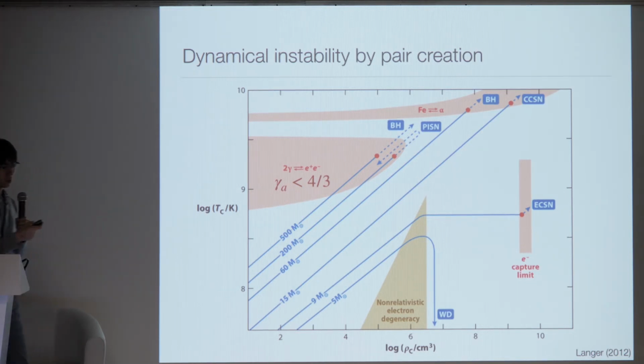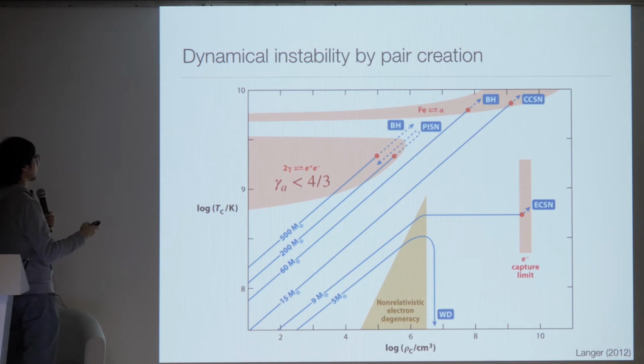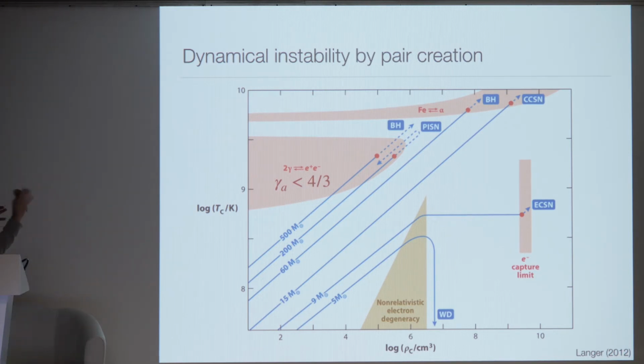So what does it mean? We suddenly lose the radiation pressure supporting this star, and you can easily imagine that the pressure will be lower. In turn, this adiabatic index we saw will go below 4/3, and that will lead to the instability of this big star, and that will lead to the collapse of this star.